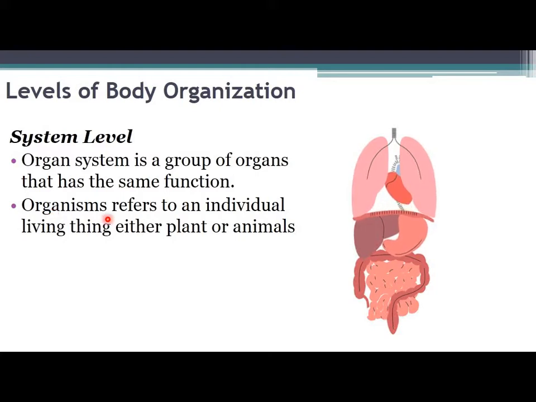And then right after organ system, we now have the organism. An organism refers to an individual living thing, either plant or animal. An organism consists of many organ systems functioning as one individual. Just like humans, we have the circulatory system, digestive system, endocrine system, lymphatic system, and immune system. Once these come together, that is when what we call the organism is formed.